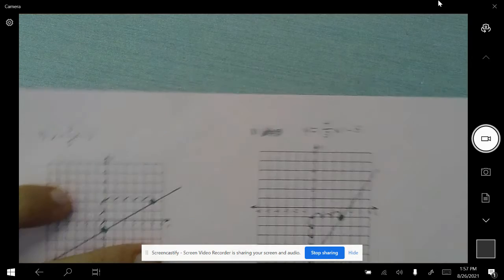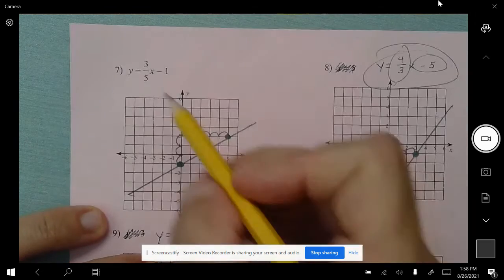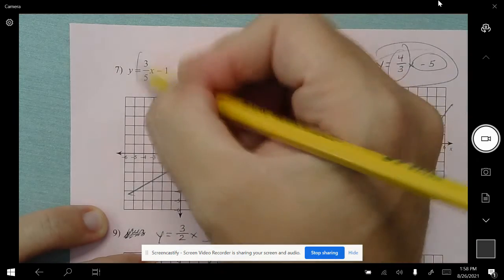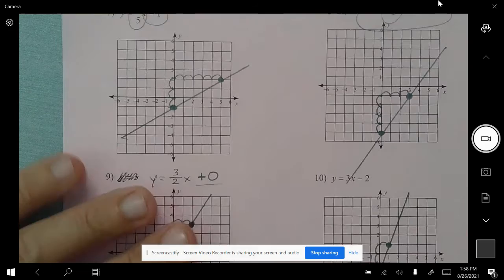I want you to be able to just tell me, if I said, what's the slope here? Could you tell me it's 4/3? All right. And if I said, what's the y-intercept? Could you tell me it's negative 5? All right. Same here. What's the slope in this equation? 3 over 5. What's the y-intercept? Negative 1.